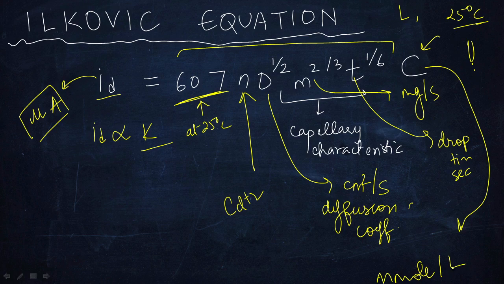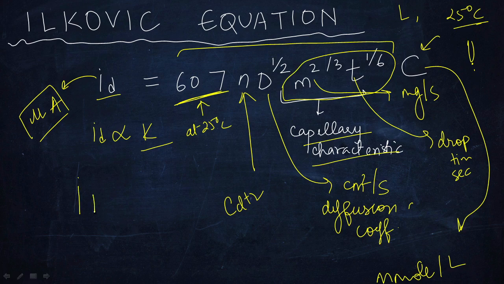Now there are two terms that can be combined. The m to the power 2 by 3 and t to the power 1 by 6 can be combined together as another constant that is known as the capillary characteristic. This is unique to a particular capillary, right? So when we combine these two, we can form another constant, that is capillary characteristics.